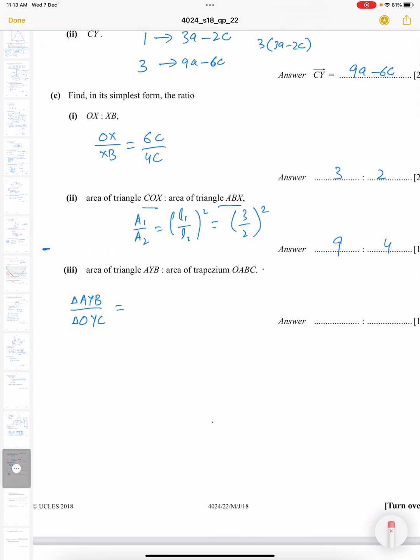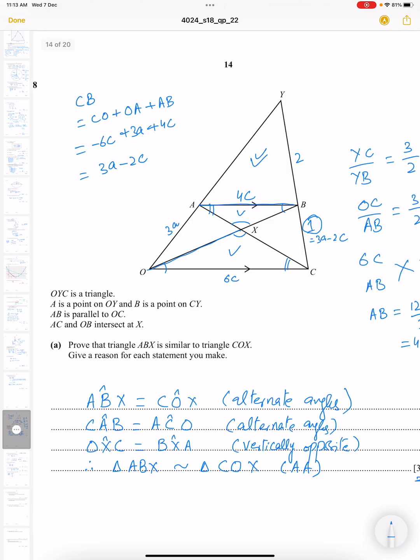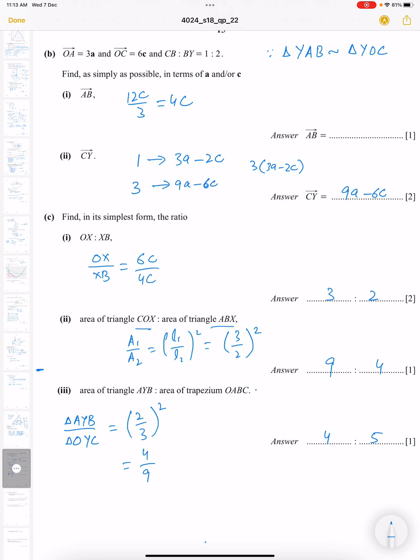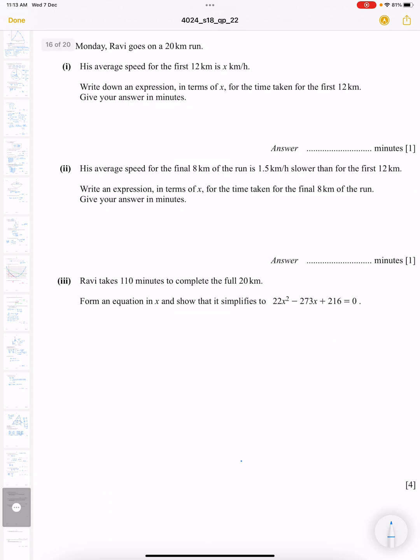So it is 2 by 3 square, since it is L1 L2 square, so it is 4 by 9. So 9 is the area of the whole triangle OYC. By subtracting 4 from it, we will get the area of trapezium, and then it will be 5. So 4:5 is the answer. Right? The next question.